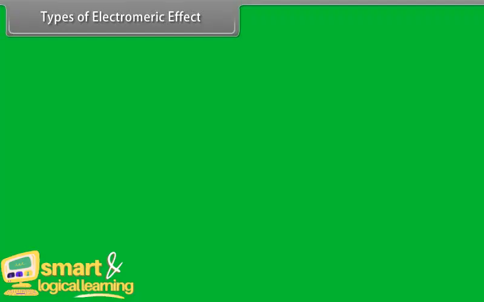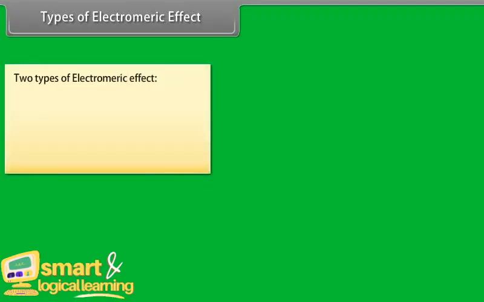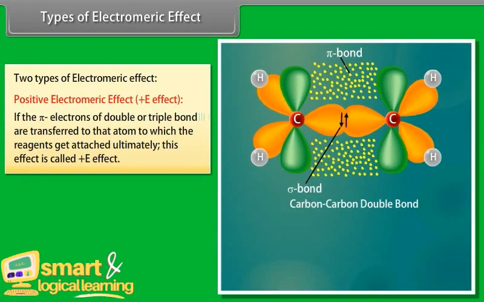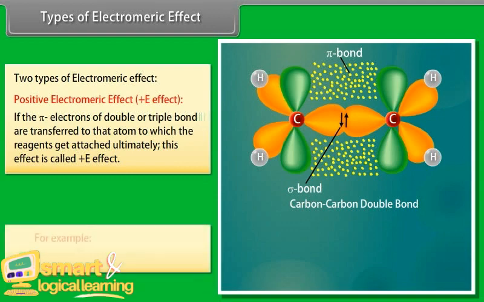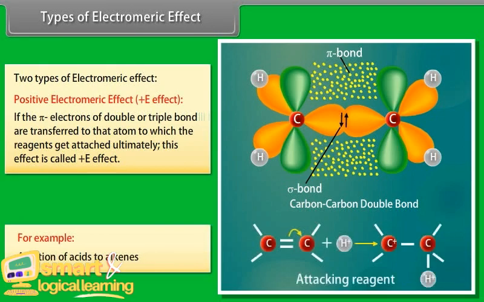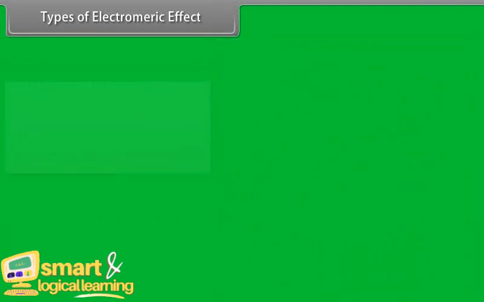Types of electromeric effect. There are two types of electromeric effect: positive electromeric effect, positive E effect. If the pi electrons of the double or triple bond are transferred to that atom to which the reagent ultimately gets attached, this effect is called positive E effect. For example, addition of acids to alkenes.